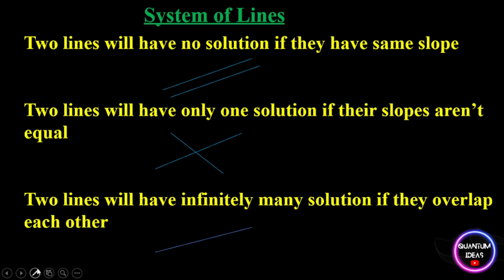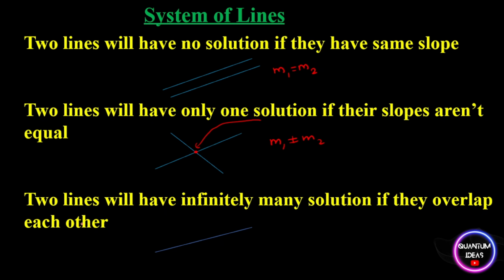You can see a system of lines. What we have to understand here is that two lines will have no solution if they have the same slope. That means they are parallel to each other, they will not meet, so there will be no point of intersection. If two lines have different slopes, that means their slopes are not equal, then the two lines will intersect and they will have one solution.